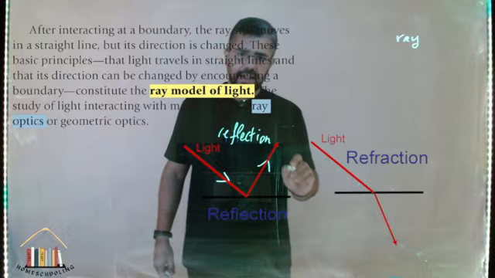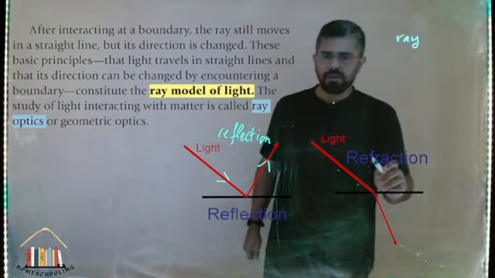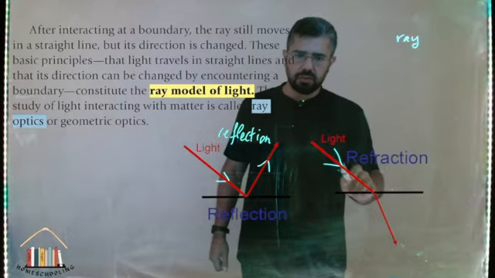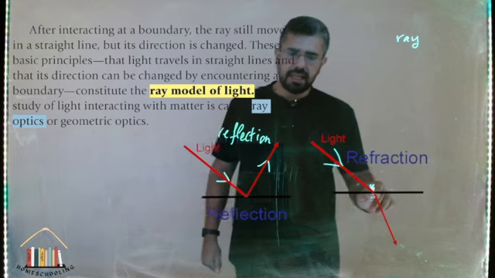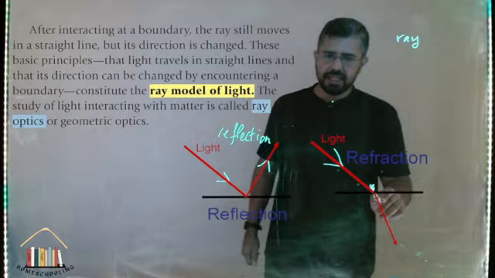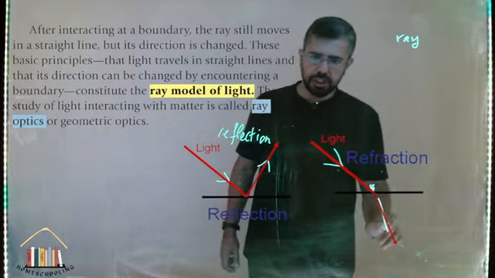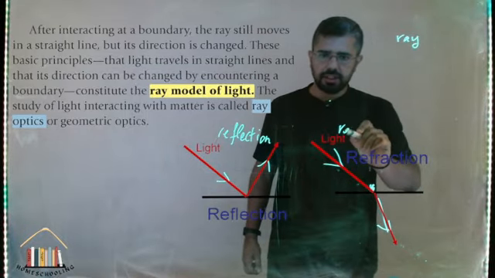So this is the reflection of light. Another behavior for the same beam of light: starting from one medium, it reaches the boundary at this point, but then it's not reflected, it's refracted. That's what you call refraction. It changed its direction.